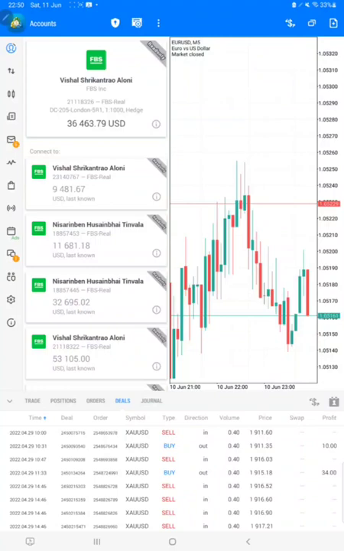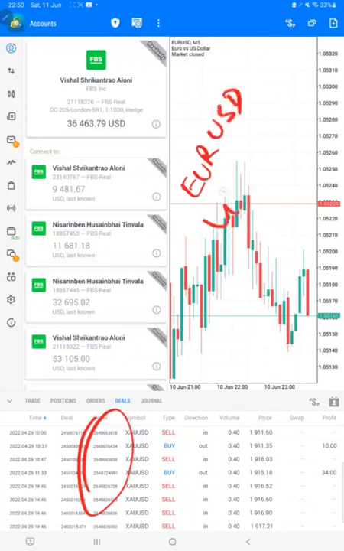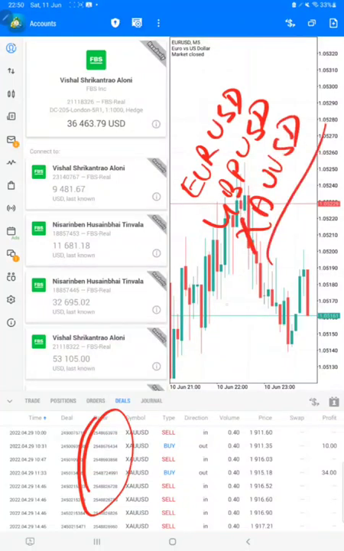And here is the deals history of this account, and you can check the order ID and cross verify with the trades. And in this account we are trading Euro USD, GBP USD and XAU USD. XAU USD is gold. In some brokers it is called XAU USD, in some brokers they call it gold.